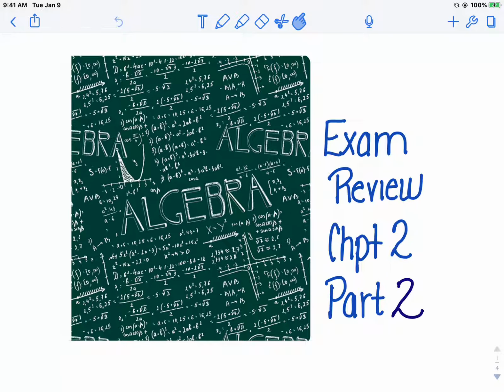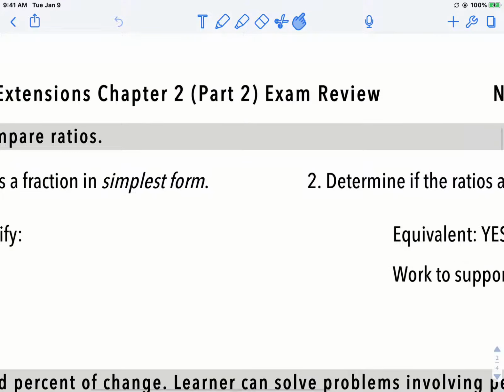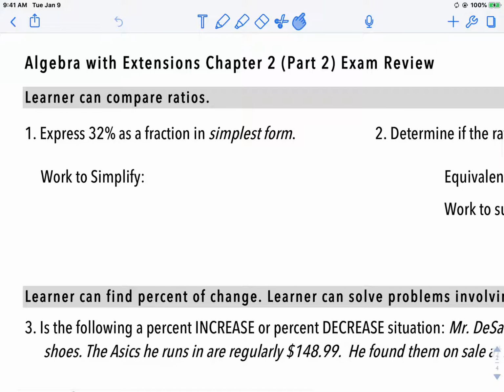This is the first exam review video for Chapter 2, Part 2 for Algebra. And again, pause the video, go to places where you're actually starting after we start the problem, and then pick up from there.